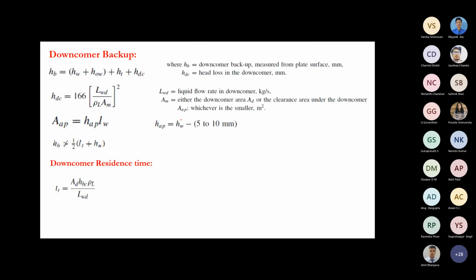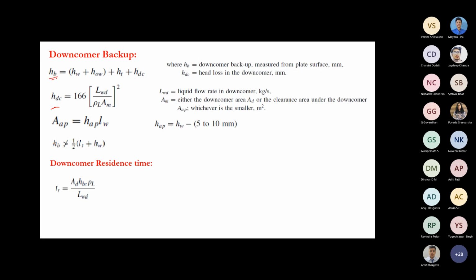Once that is done, then you have to go for downcomer design. You have to design the downcomer backup. This can be a straight downcomer or a segmental downcomer. So this AD is 0.12 times AC. Here first you have to calculate the HDC.